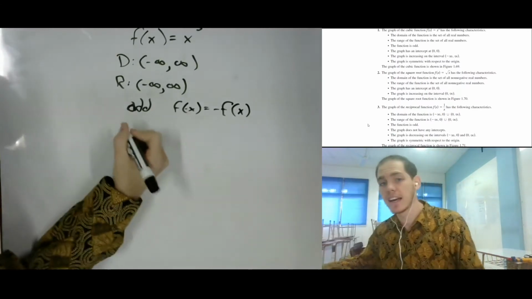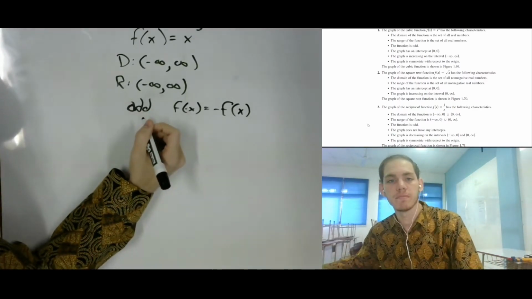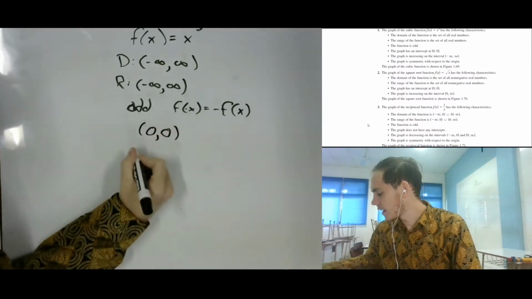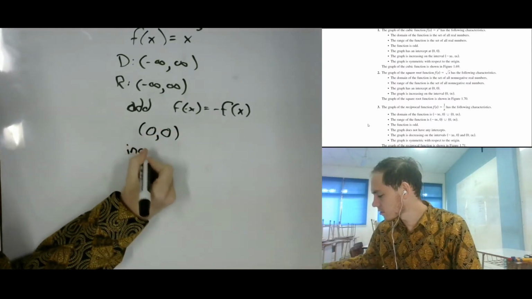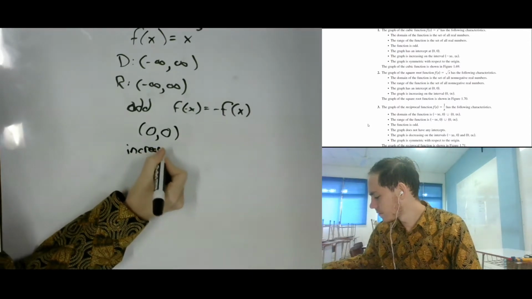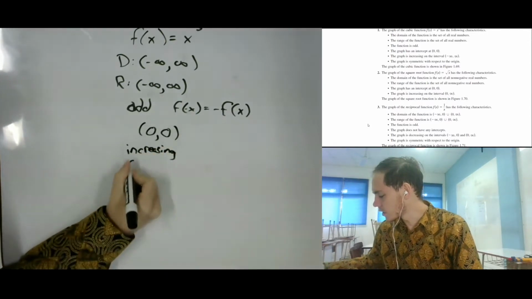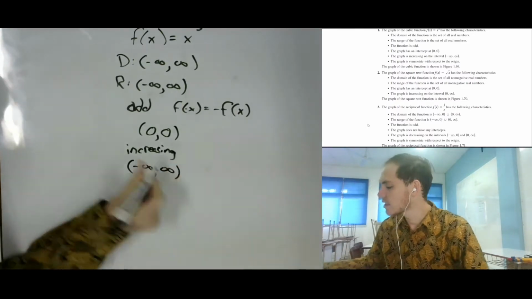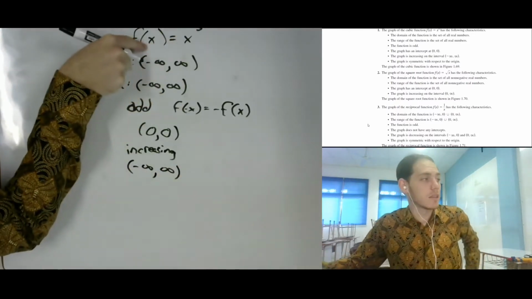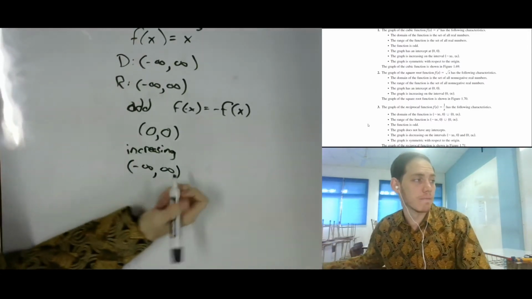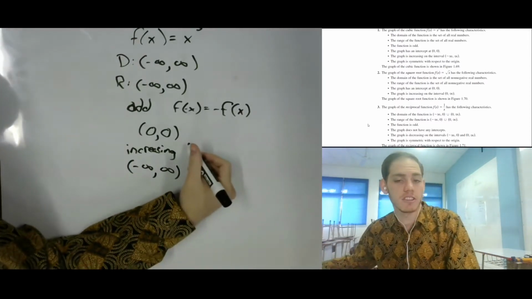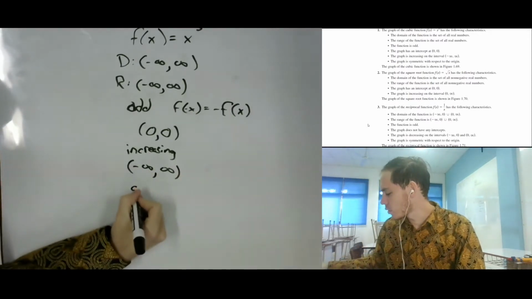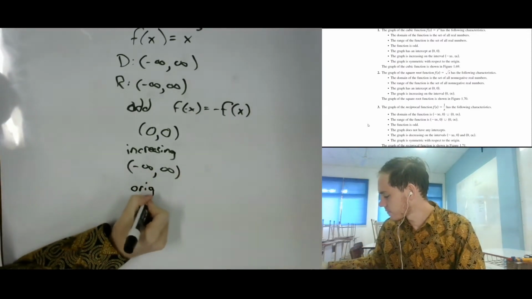Okay, and it has an intercept of (0, 0), and it's increasing over the interval negative infinity to infinity. So this one is actually going to be constantly increasing, okay? And then after it's increasing, we also know that it has symmetry around the origin.